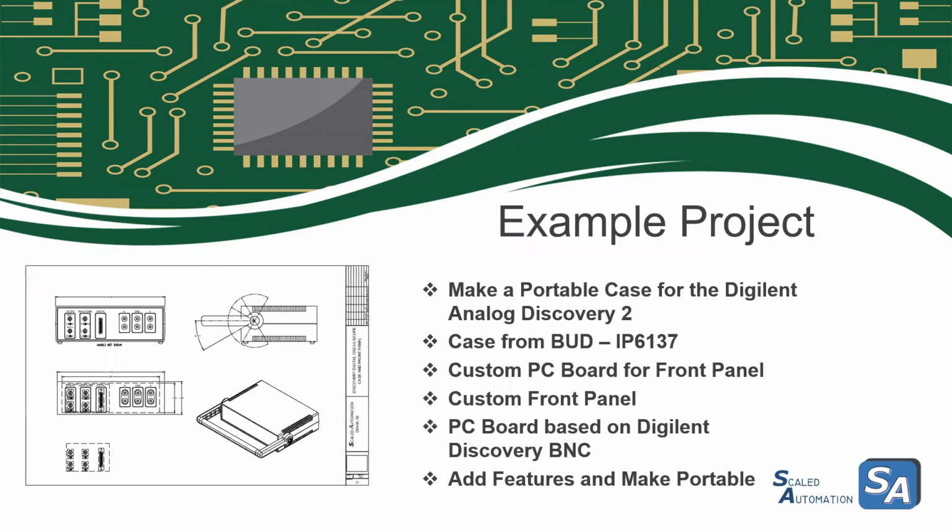So the example project we looked at last time was making a portable case for the Digilent Analog Discovery 2. And that's a pretty cool little device because it's not real expensive, but it's a 2-channel, 30 megahertz oscilloscope, and it has a waveform generator, has 16 channels of logic analyzer, plugs in through USB to your computer, run their software, the USB connection powers it.